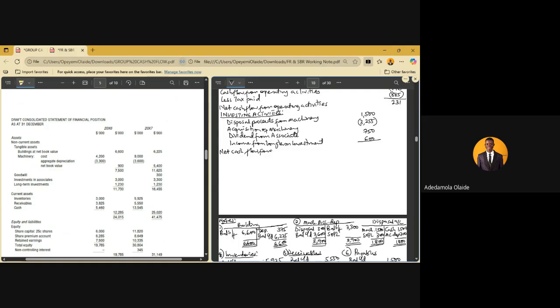Net cash flow from investing activity. 405 in bracket. It cannot be in bracket. 15 plus 750 plus 600 minus 3255 cannot be 400 something. Should be negative 405, in bracket. Oh, negative 405. Oh, sorry. I thought you meant 4,000 and something.